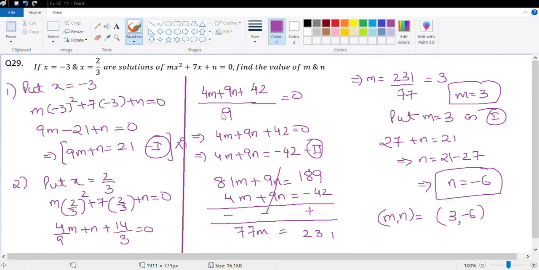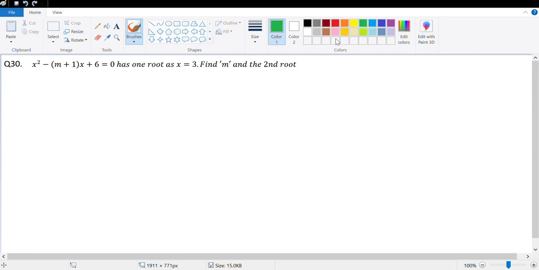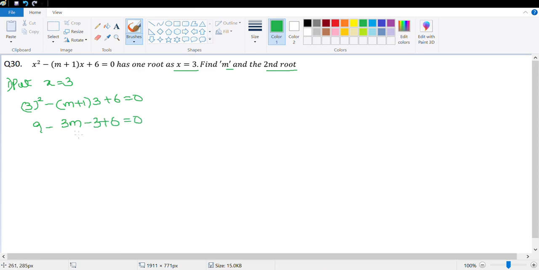The next question that we have is question number 30. It says x square minus m plus 1x plus 6 is equal to 0 has one root as x is equal to 3. Find the value of m and also the second root. So let's put x is equal to 3 in this equation. So put x is equal to 3. And what do we get? We get 3 square minus m plus 1 times 3 plus 6 is equal to 0. 3 square is 9 minus 3 into m, that's negative 3m, minus 3 into 1, that's negative 3, plus 6 is equal to 0. Let's take negative 3m on the other side.